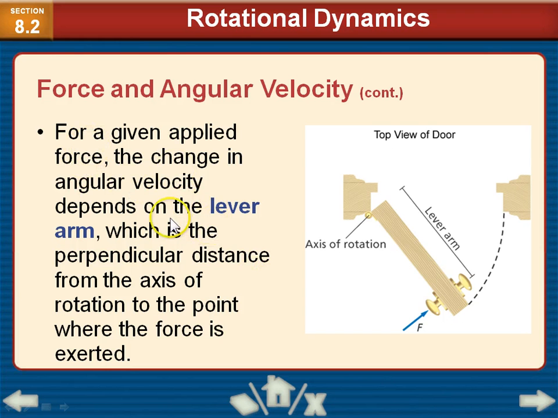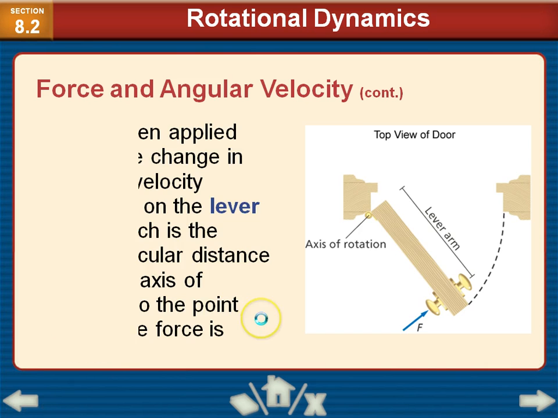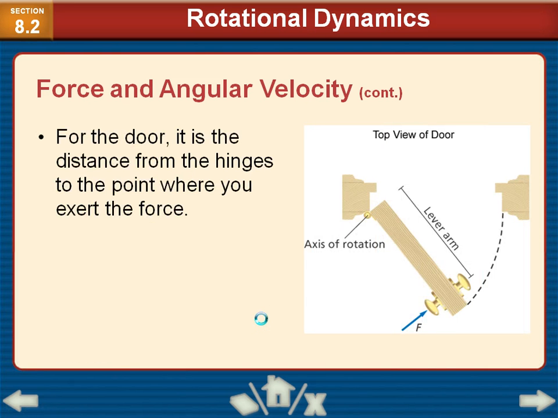So we're going to call that thing a lever arm. For a given application of force, the change in angular velocity then depends on what exactly your lever arm is. We're going to say that that lever arm is the perpendicular distance from the axis of rotation, from the hinge, to the point where the force is being exerted. Again, perpendicular distance to where the force is being exerted. For the door, it's basically the distance from the hinges.